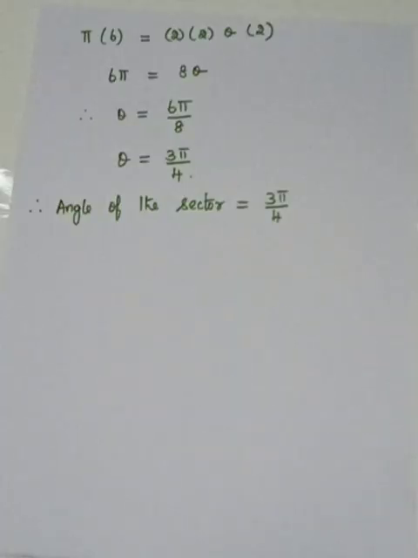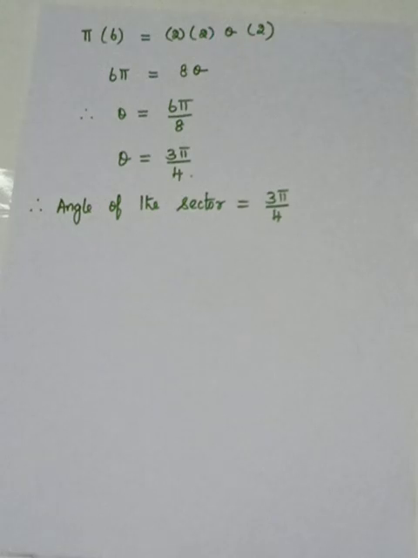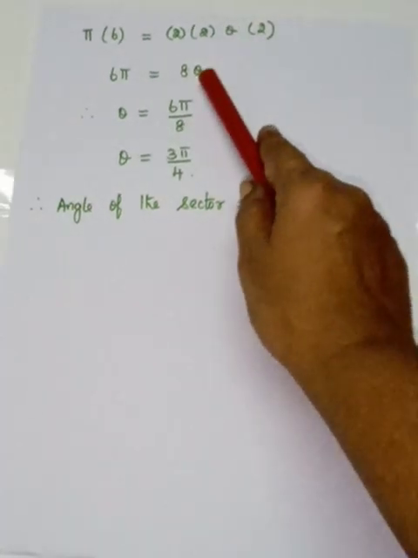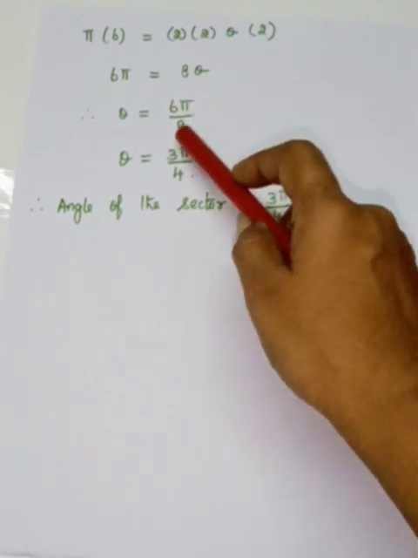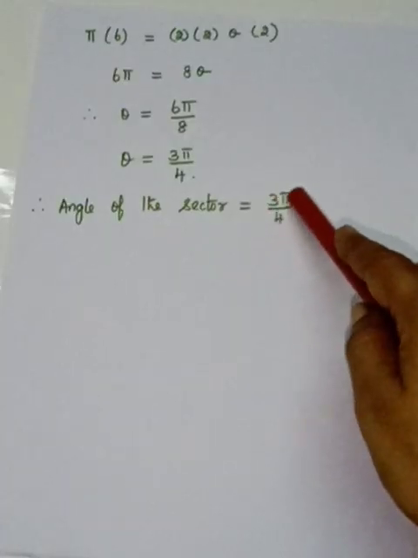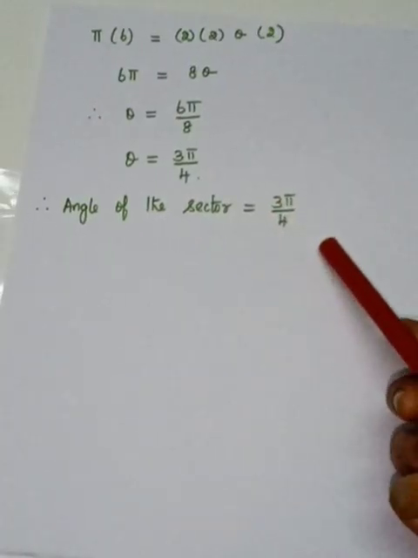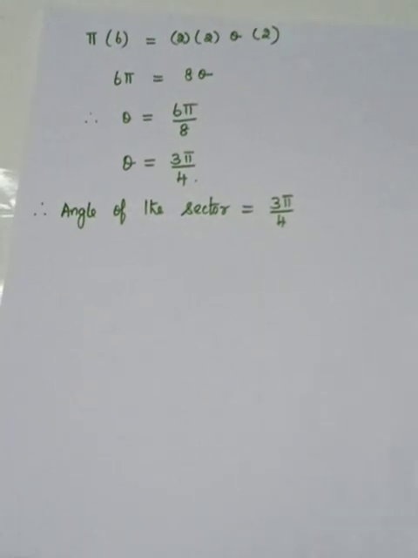What is asked in the question? Find the angle of the sector. So we have to find theta. So theta is equal to what? It is 6 pi by 8. So when you cancel with 2, it is 3 pi by 4. So the angle of the sector is equal to 3 pi by 4 radian. If you want to give it in degree, it has to be multiplied with 180 by pi, with pi getting cancelled. So 3 by 4 into 180. So you have to go for it. Okay. Thank you, students.